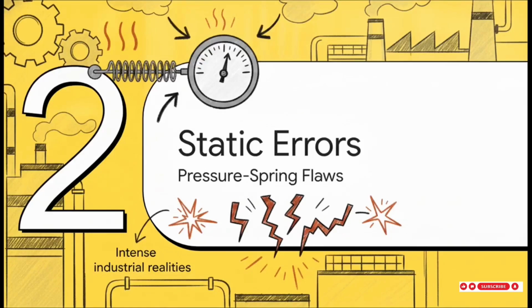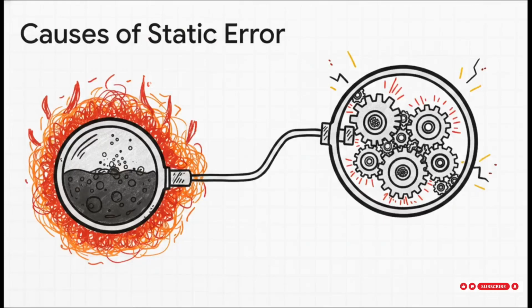And moving right into Part 2, Pressure Spring Static Errors. Okay, to truly appreciate this technology, we really have to understand the brutal realities of industrial processing. We're talking about environments with liquid glass or molten steel sitting at 2,000 to 3,000 degrees Fahrenheit. To put that into perspective, that is insanely hot.